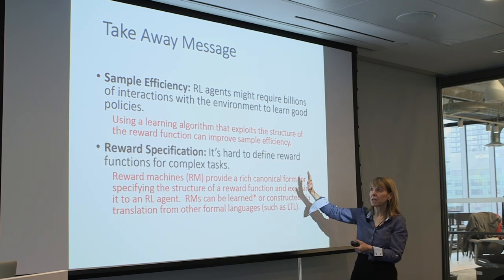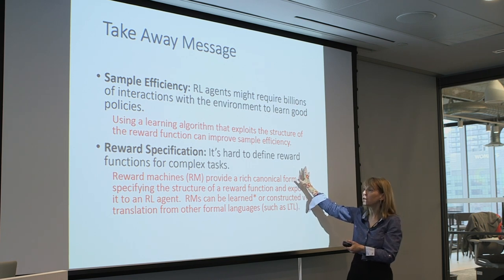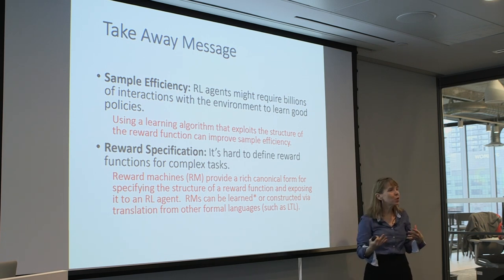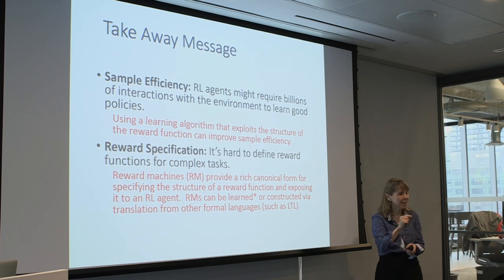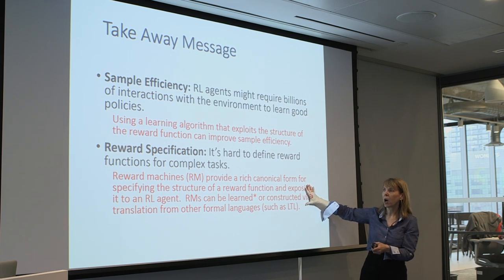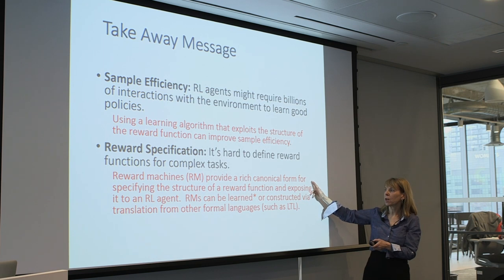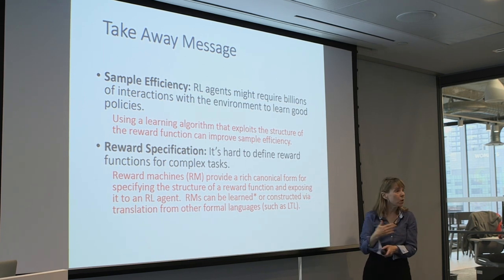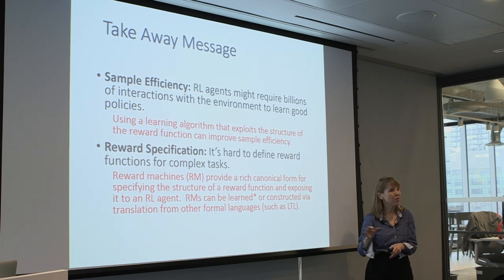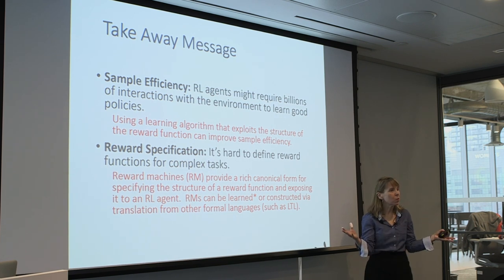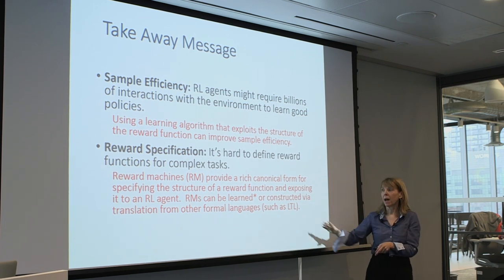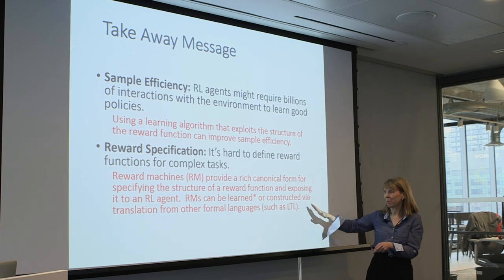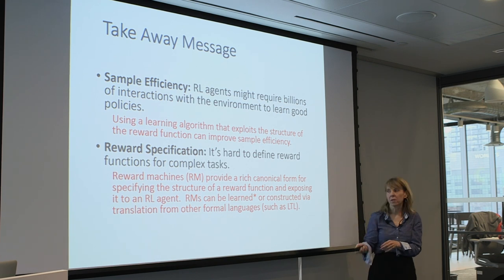The second takeaway message is about reward specification. Again, the challenge was that it's really hard to define reward functions for complex tasks. And I hope to a certain extent I've motivated the need for complex, non-Markovian tasks, when a reward function really is a Markovian thing. It maps a state, or a state and an action, to a reward. What I hope you take away from this talk is that reward machines provide a rich canonical form for specifying the structure of a reward function and exposing it to the agent. Everybody has to write those reward functions. You may not have to model the world. You may be able to just explore, but you always have to write a reward function. And reward machines can be written, they can be translated from another language, or they can be learned. Hopefully that's going to be published soon. Or they can be constructed via translation from formal or not so formal languages.